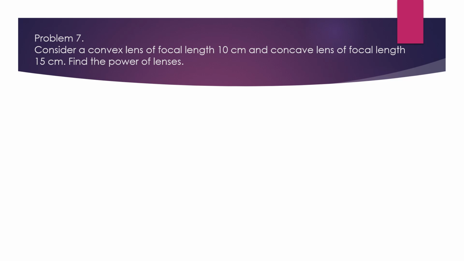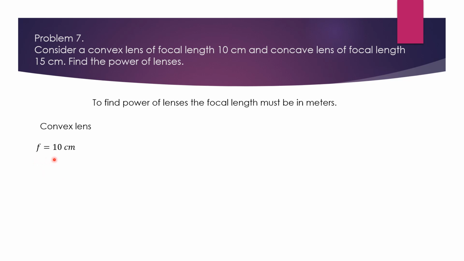The power of the lens is the reciprocal of the focal length in meters. So to find the power of a lens, the focal length must be in meters. For the convex lens, f is equal to 10 centimeters. Converting it into meters, 10 over 100 meters, which is equal to 0.1 meter. Power is equal to 1 over f is equal to 1 over 0.1 per meter, or it is 10 diopters. Power is 10 diopters for the convex lens.